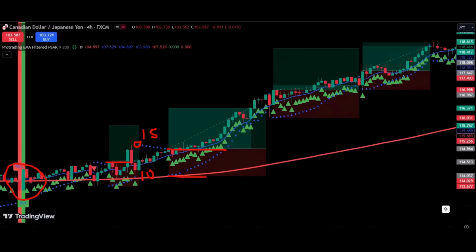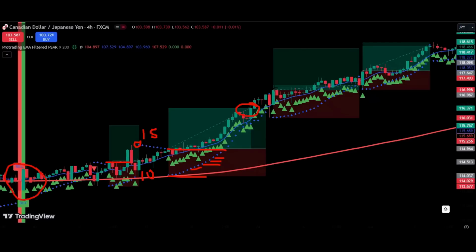As this trade is moving in our favor, we'll be trailing our stop. At every particular point, we'll be trailing our stop using the parabolic SAR. And once our take profit is hit, we exit the trade and we wait for another signal.